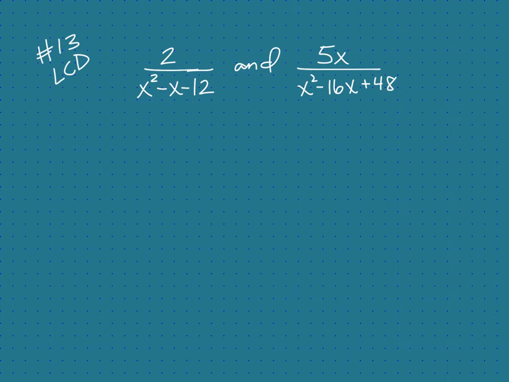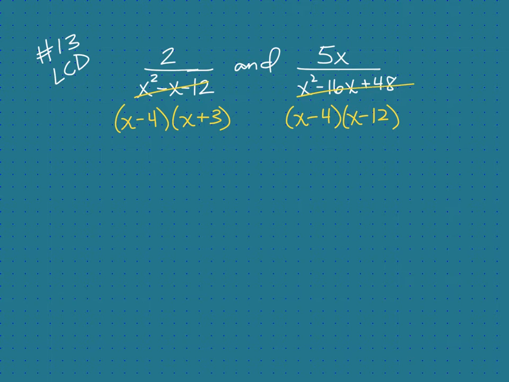Problem number 13 deals with the least common denominator, or LCD. When we see that we need to find the least common denominator between two fractions, we want to first see if we can factor the denominators, and both of these are quadratic trinomials that can be factored. This first denominator can be factored into x minus 4, x plus 3, and the second one can be factored into x minus 4, x minus 12.